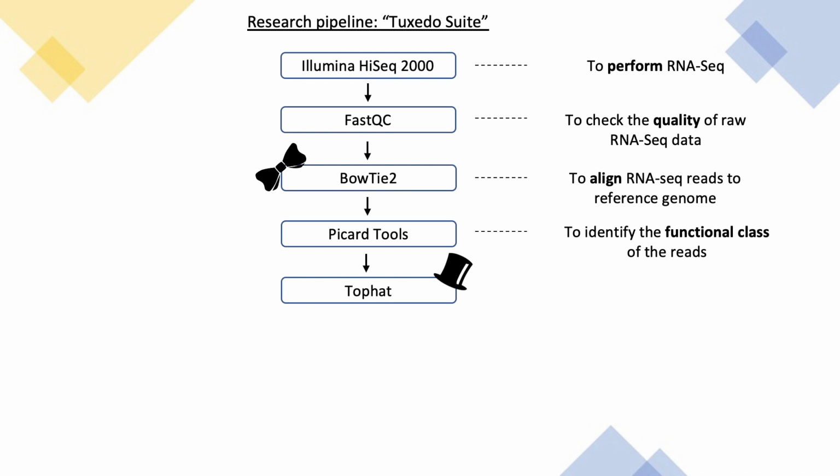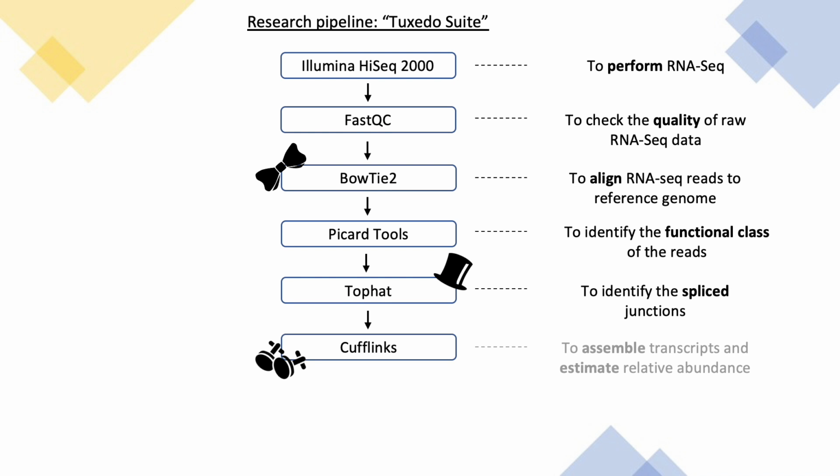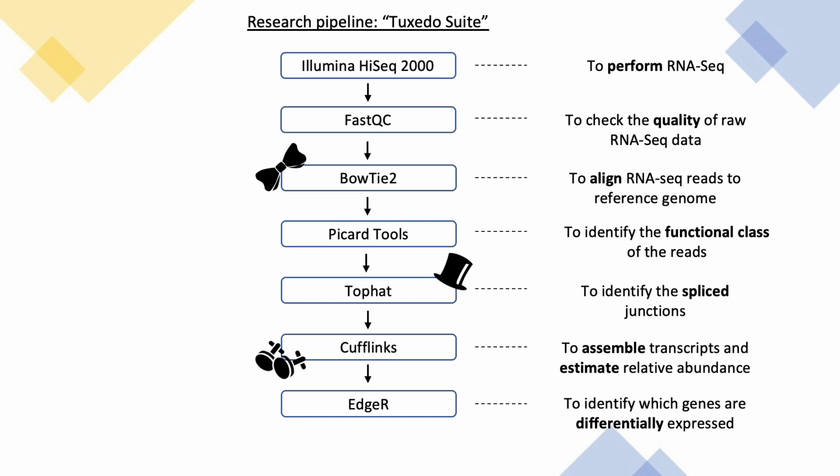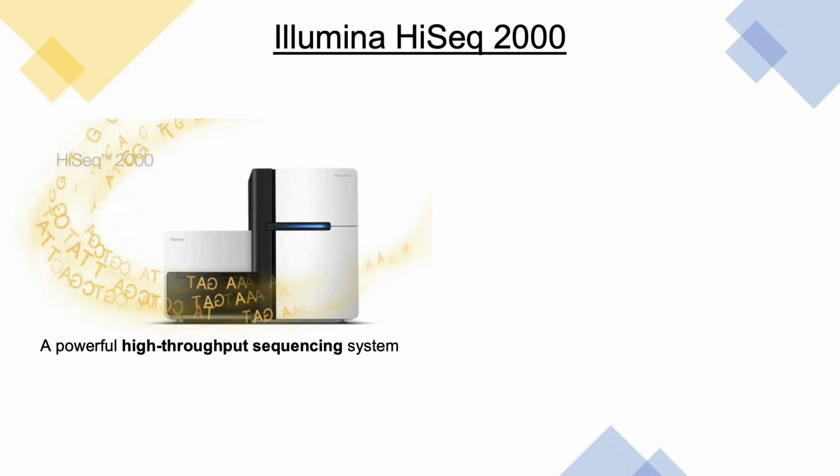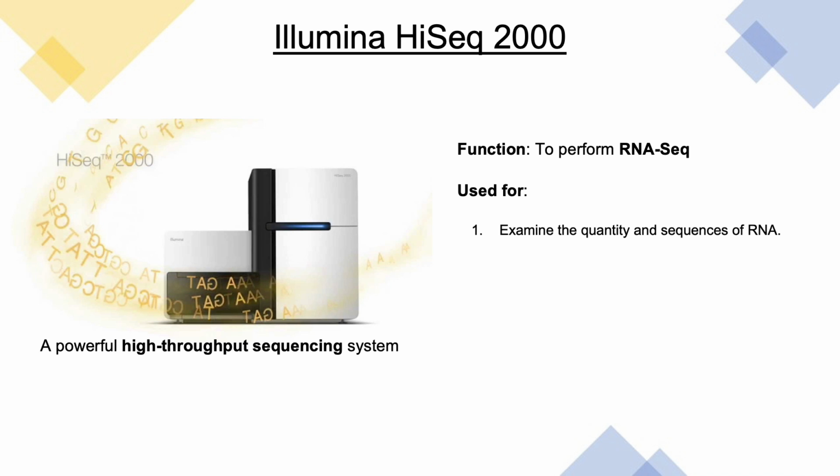They then use TopHat to identify the splice junctions, Cufflinks to assemble transcripts and estimate relative abundance, and edgeR to identify which genes are differentially expressed. The file format from Illumina HiSeq 2000 is .fastq, until Bowtie 2, where it is changed to .sam. Illumina HiSeq 2000 is a powerful high-throughput sequencing system which functions to perform RNA-seq. It is used to examine the quantity and sequences of RNA, such as mRNA, tRNA, or rRNA.